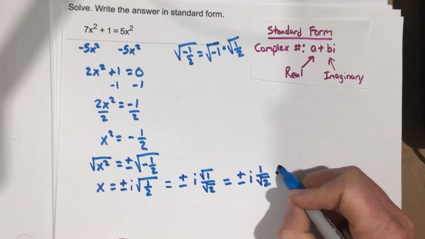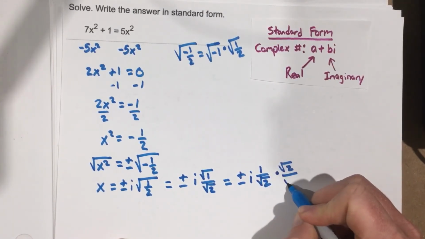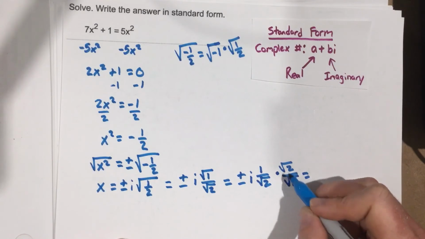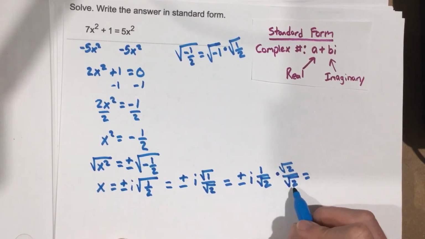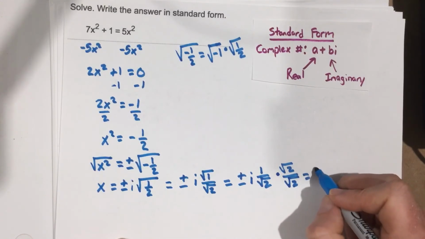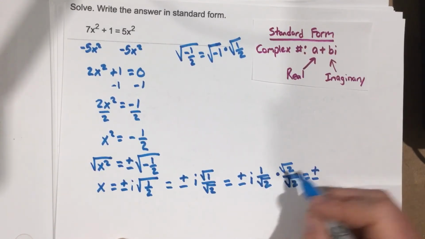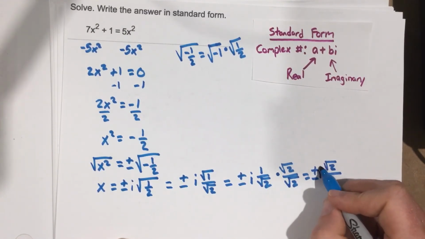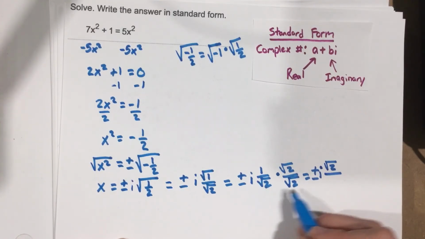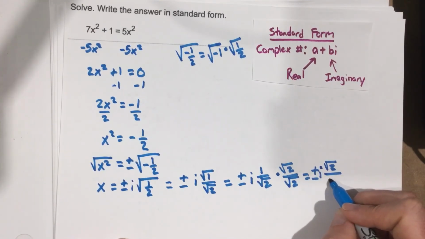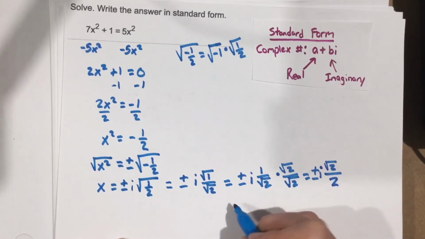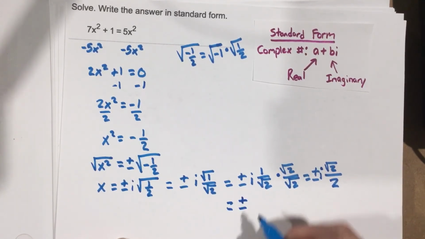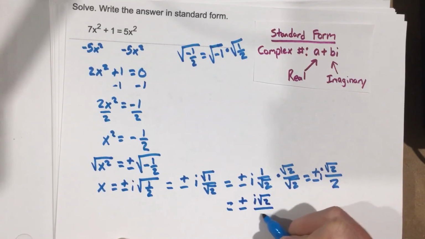I can multiply this by root 2 over root 2. Right? This doesn't change anything. This root 2 over root 2 is 1, but when I multiply the denominator of root 2 times root 2, I get 2. So I end up with plus and minus, on top, 1 times root 2 is root 2, over, on the bottom, don't forget the i. On the bottom, I end up with root 2 times root 2, which is 2. And so I can finally finish that up by saying equals plus and minus i root 2 over 2.